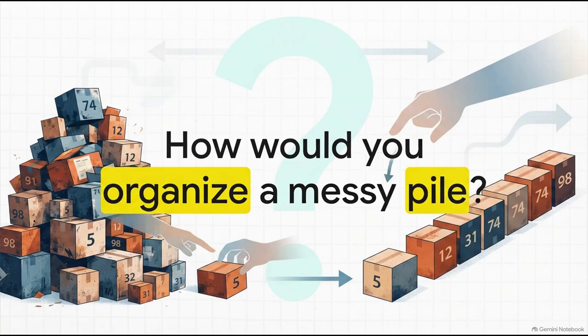Well, you'd probably scan the whole messy pile, find the absolute lightest, smallest box, pull it out, and put it right at the very front of your new line. Then you'd look at the remaining pile, find the next smallest, and put it second in line. Believe it or not, if you can picture doing that, you already understand the core logic of selection sort.